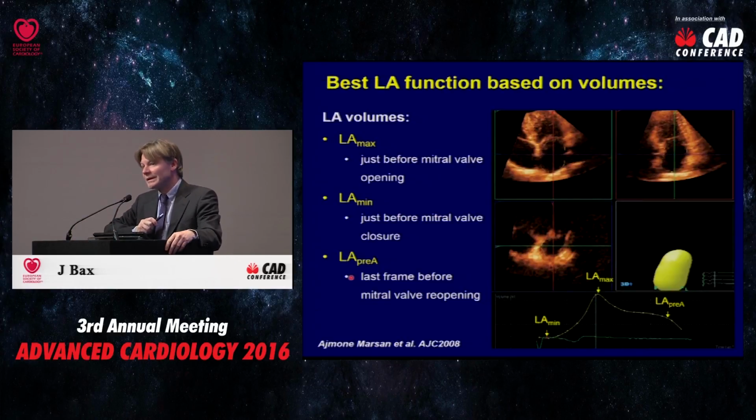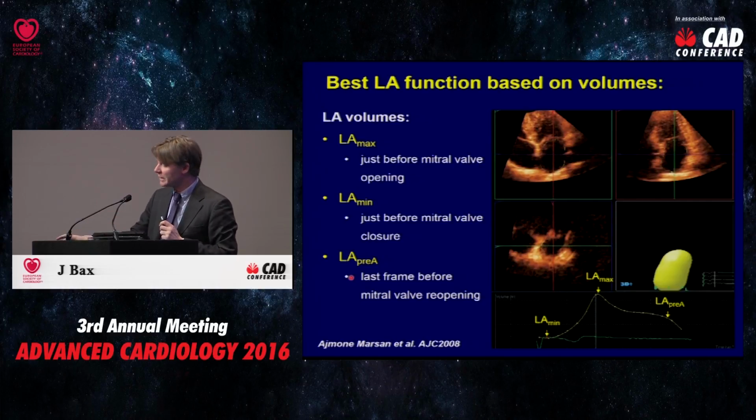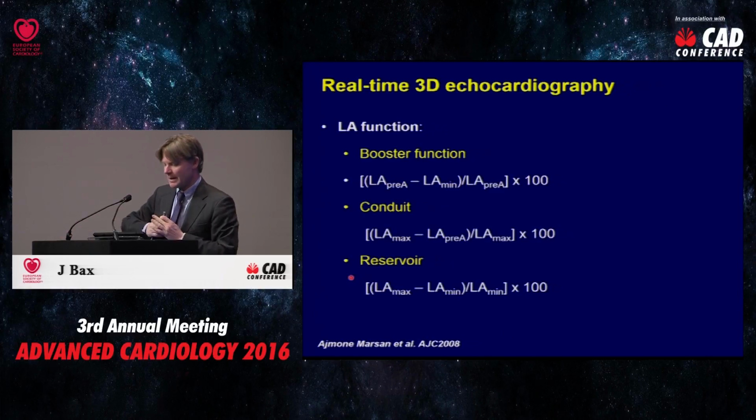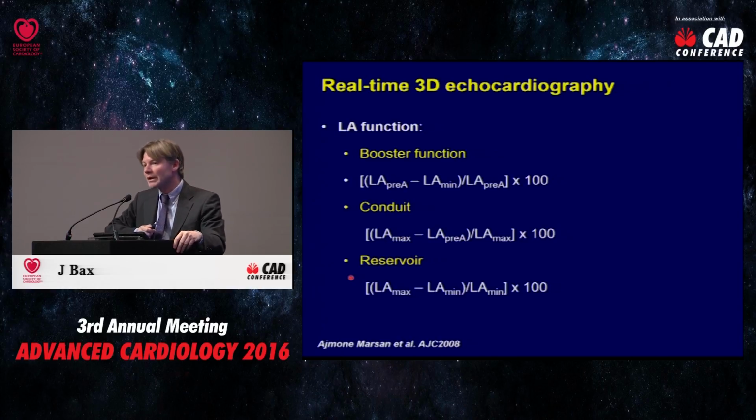Probably the best way to do it at this moment in time is to use the volumes. And again, as I said, we have the three volumes, the LA max, the LA min, and the LA pre-A, which we discussed earlier. That comes from the 3D acquisitions. I'm not going to go into these formulas, but what you see here is that the booster function, the conduit, and the reservoir can be calculated from these three volumes that you take over the cycle. So again, this is the most important one, and we can calculate that based on these different formulas.